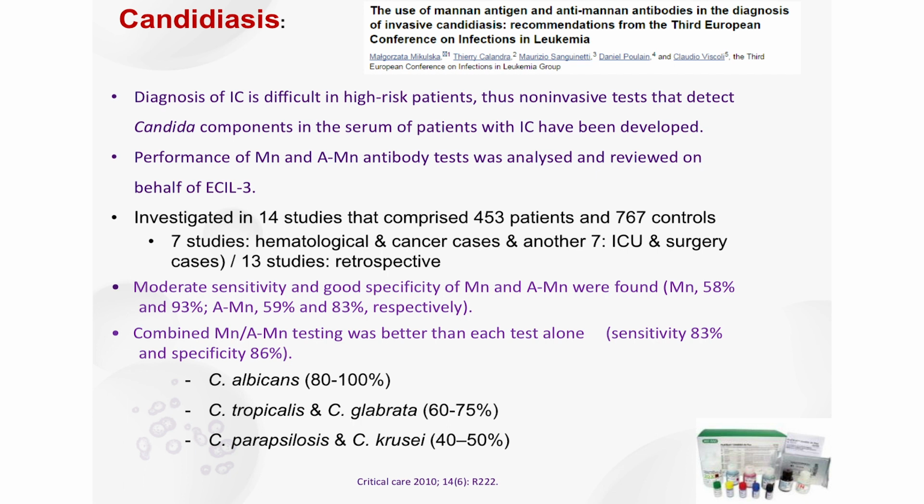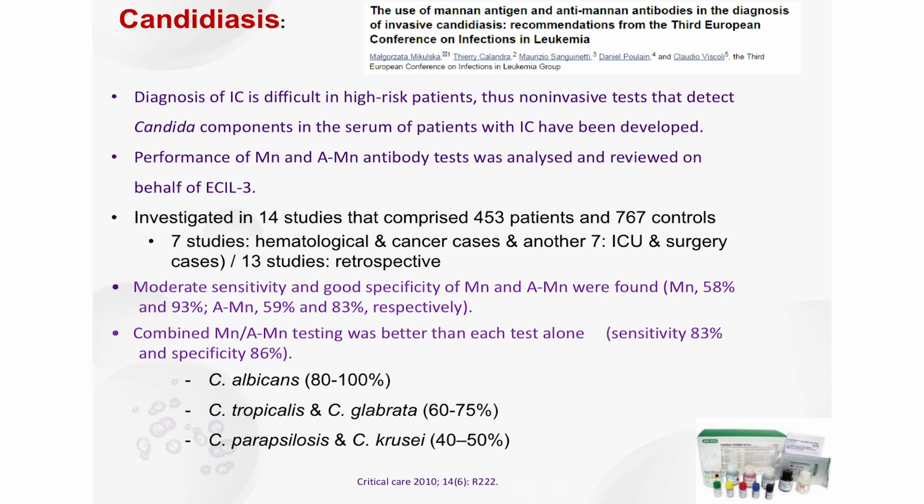So this is just some guidance, because this is retrospective. Sometimes we cannot do prospective studies. The moderate sensitivity and good specificity of mannan and anti-mannan show 50%, 60%, and 98%. And when using only anti-mannan, it is here. But after combining them as a combination, it is better, with sensitivity up to 83% and specificity 86%.